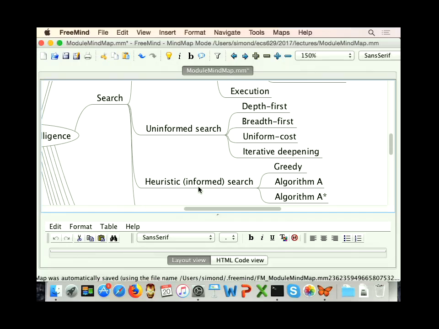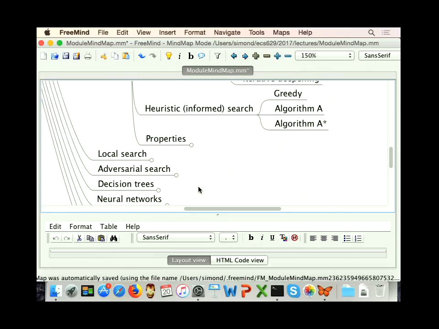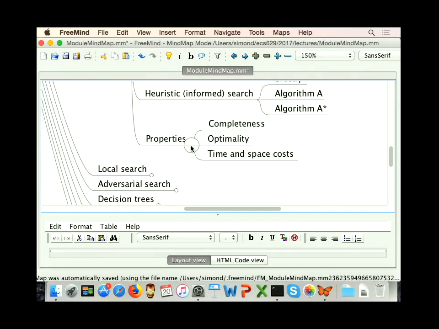Okay, so that was our path search. One more, sorry. There are properties, we talked about these properties. Completeness means, these are good exam questions, aren't they? What is completeness?